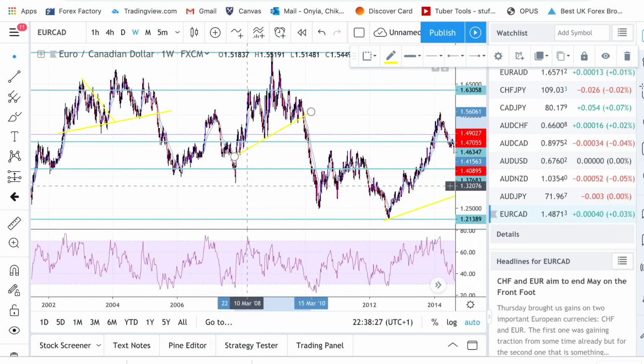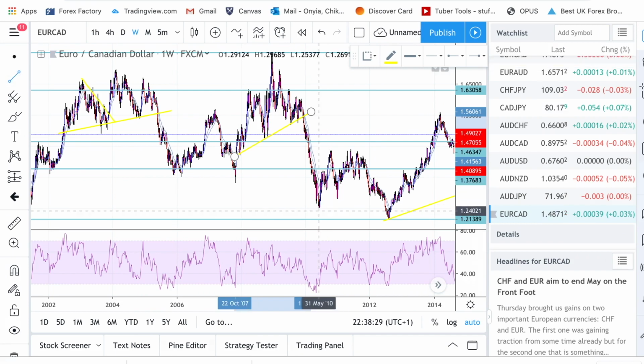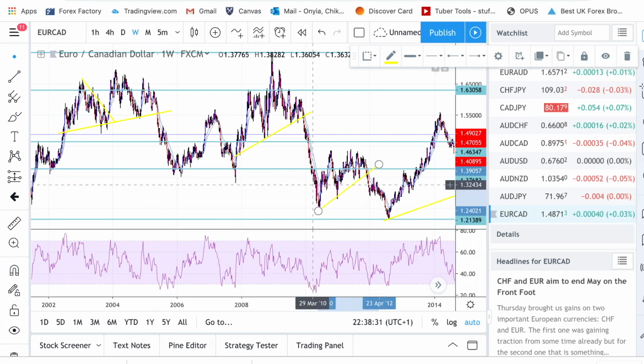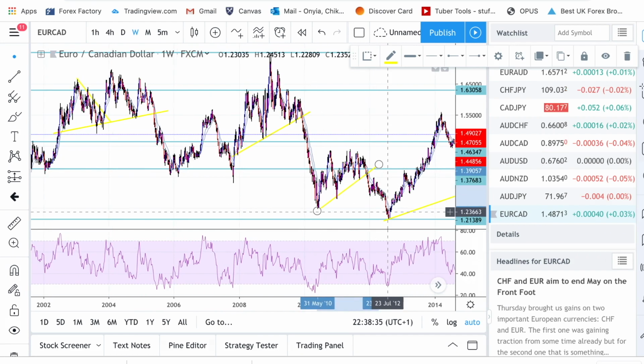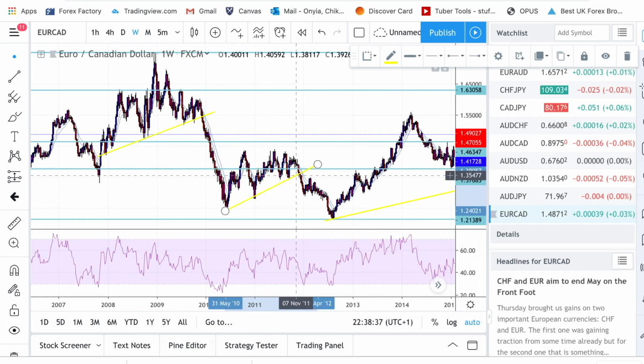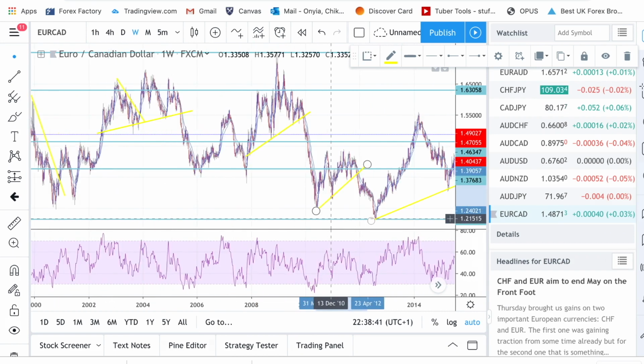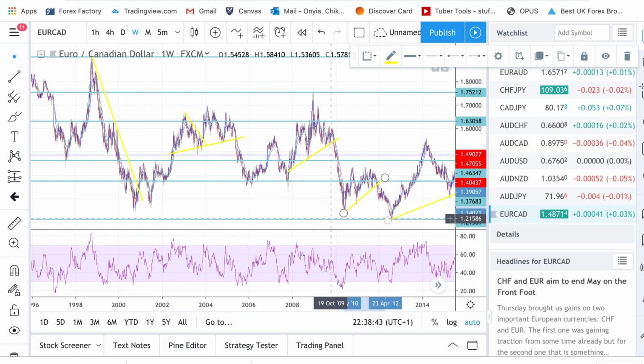And actually, we can make another one. Look at this one right here. Perfect. You see that? Bounced off of it. This is actually a shape right here. I'm going to teach you guys that in another video. And it broke through this yellow line and kept going down. All right. So that's the simple technique. That's what we call the weekly trend lines.